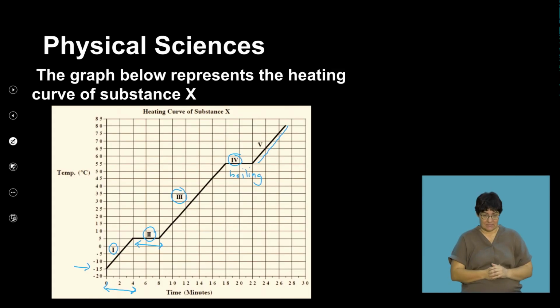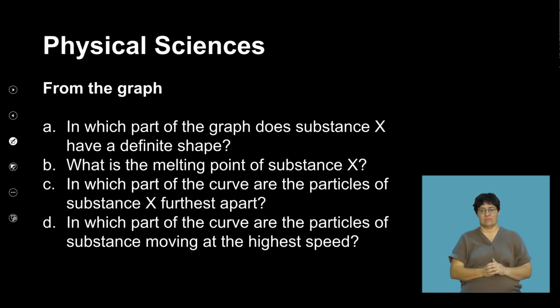Okay, right. And then from this graph, we would ask ourselves simple questions. In which part of the graph does the substance have a definite shape? So this takes us back to the properties of materials, or of a solid. So definite shape has to do with characteristics of the state of matter.